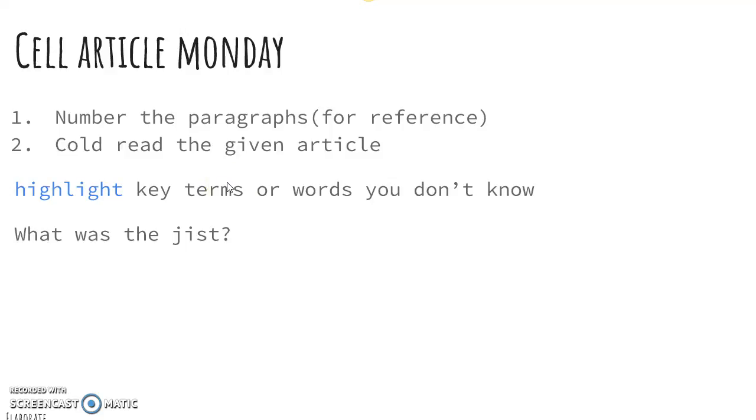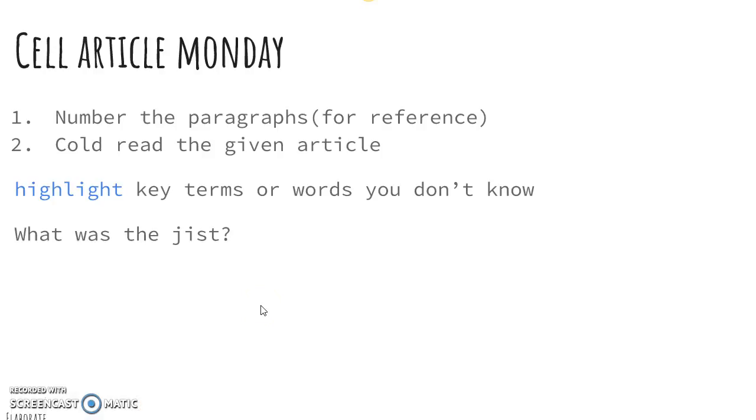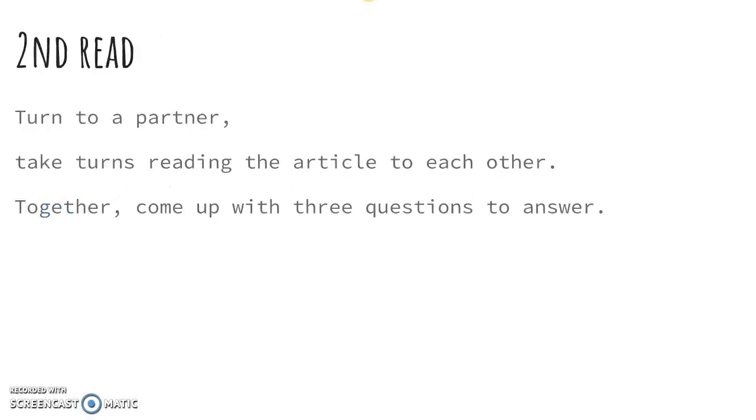So they had to first go in and number the paragraphs, cold read the given article, and then they had to go back in through and highlight the key terms or words that they didn't know. Then we did what I call what's the gist, where they kind of give me a very short summary, and we've been practicing that as well.